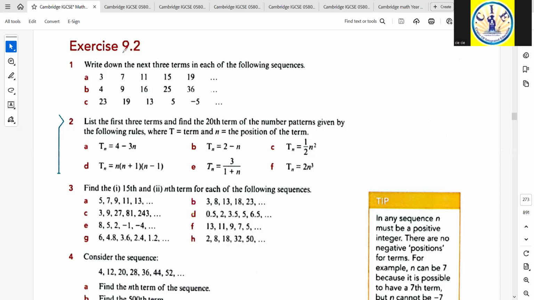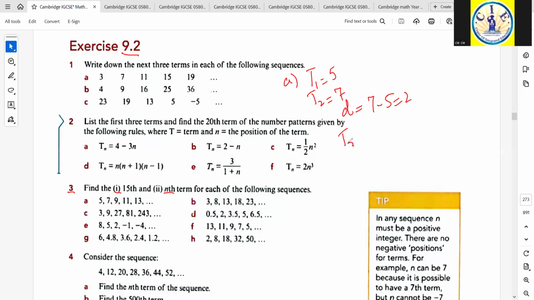This is exercise 9.2 and question number 3. Find the 15th and nth term for each of the following sequences. In part A, we are given the sequence with the first term, T1, that is 5, T2, the second term, that is 7, and so the common difference is going to be 7 minus 5, that is 2.